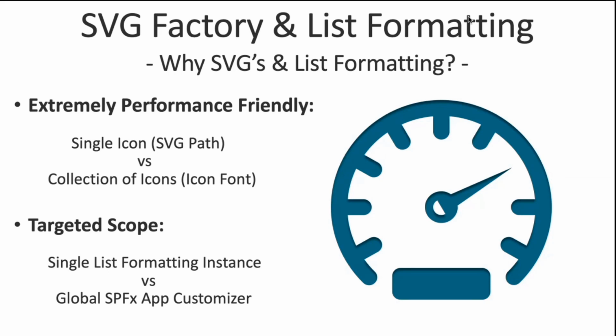Additionally, you have targeted scope. Where we might load icons using an icon font, that typically comes via an application customizer. We've seen that demoed in the past, but that loads globally. We have to display it everywhere, even if the page or list is not using it. So some of that code gets implemented into our page whether we want it or not. With the SVG in our list formatting definition, it's highly targeted to just where that list formatting instance is displayed, whether in a list or a list web part, which is awesome because it's almost like a custom web part. We're able to ensure the target individually.